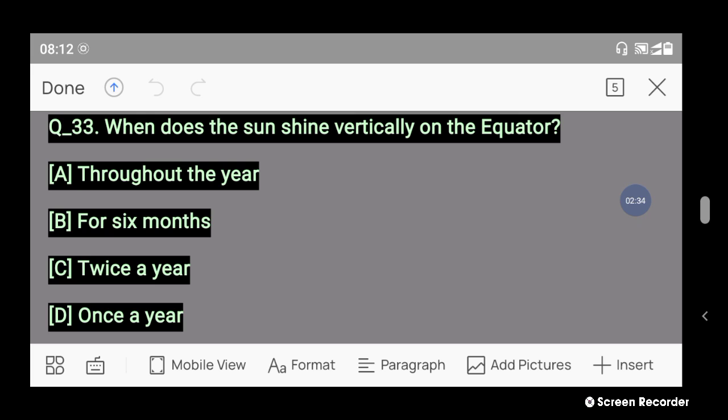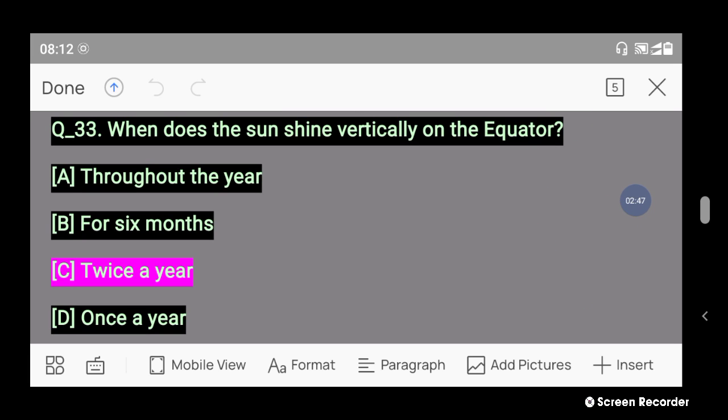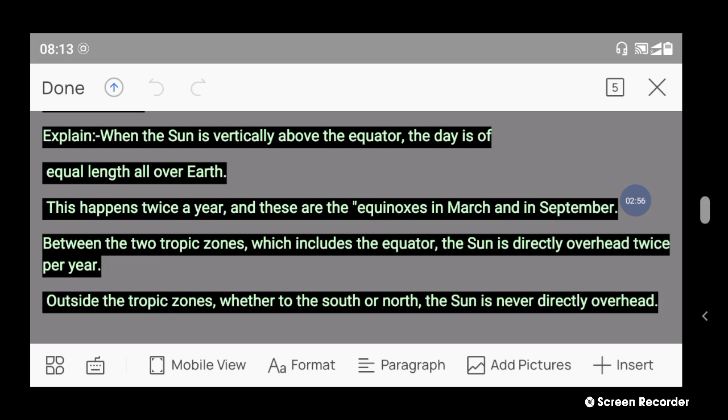What does question 33 say? When does the sun shine vertically on the equator? Which of these four options is correct? Number C, twice a year the sun shines vertically on the equator. Question 33, explanation.